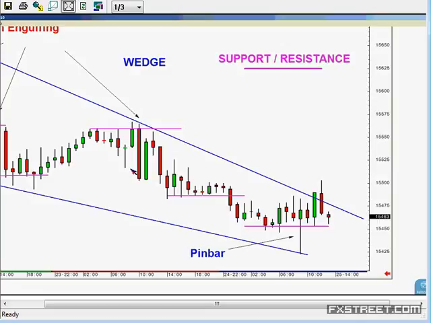So here, again, area of resistance. It's a textbook bearish engulfing candle, but not really good enough for me because I would like to see the top taken out. And then the market moves down. Another area of support, etc. It's not a bad idea actually.